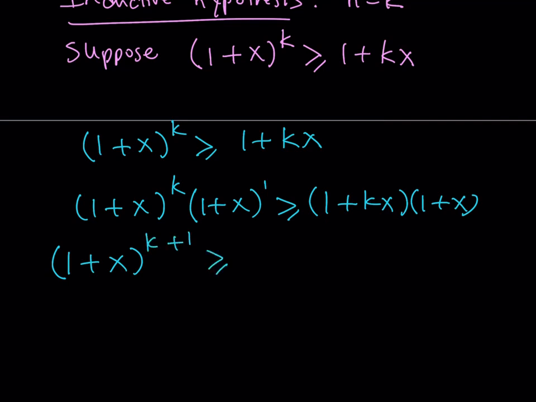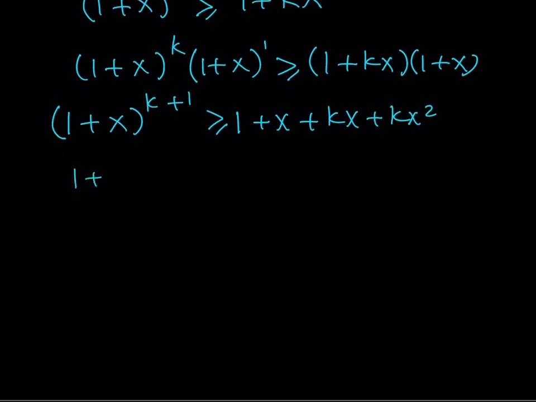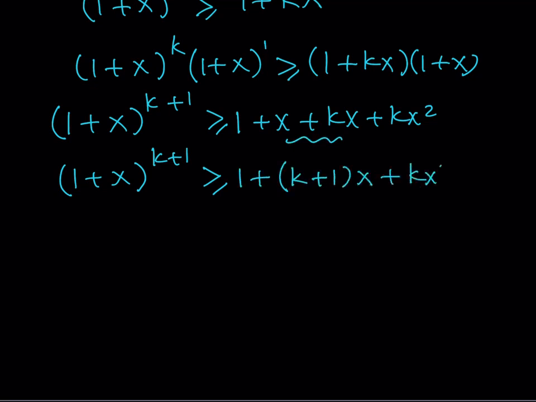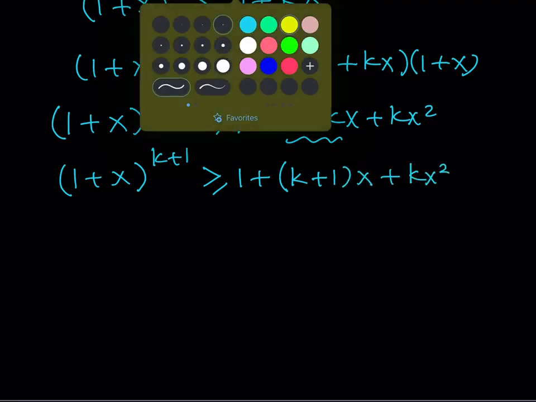Now let's go ahead and distribute that expression: 1 + x + kx + kx squared. All right, so I'm just going to simplify that a little bit. (1 + x)^(k+1) is greater than or equal to 1 plus, and here, these two terms, we can factor out x, and that's going to look like (k + 1) times x + kx squared. Now let's take a look at this expression carefully.